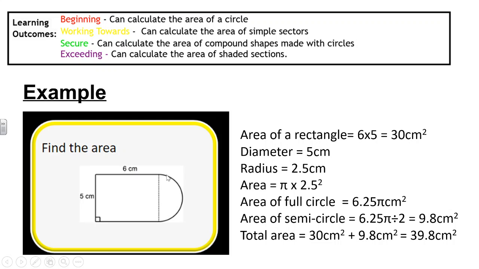So we can work out the area of a whole circle by doing pi times 2.5 squared, which would be 6.25 pi centimetres squared. However, we only want a semicircle, so we still need to half that answer to get 9.8 centimetres squared. And then you've got to add your two answers together. So we've got our area of a rectangle of 30 centimetres squared and our area of our semicircle of 9.8 centimetres squared. So our total area would be 39.8 centimetres squared.